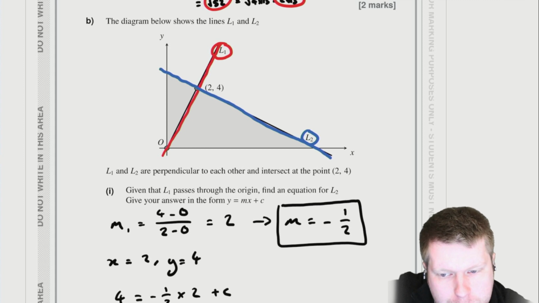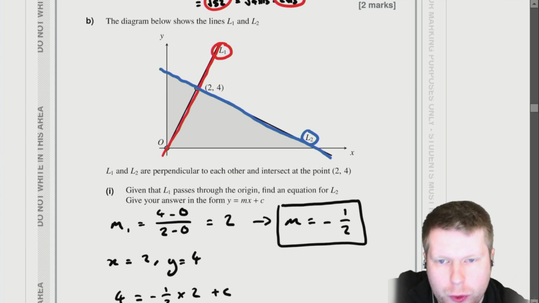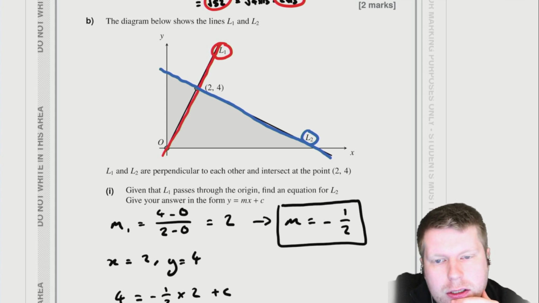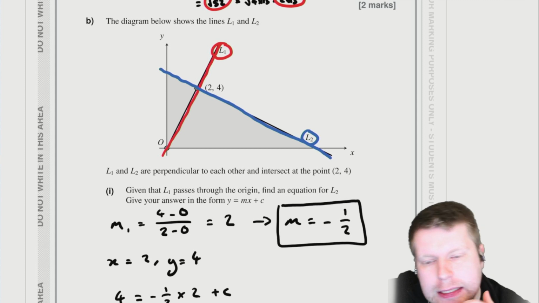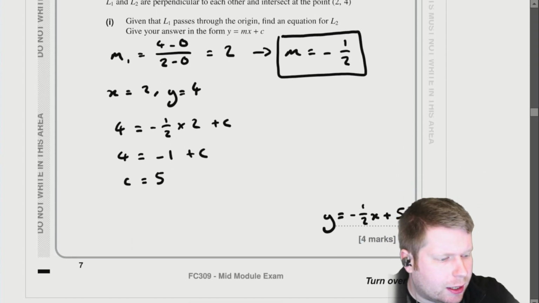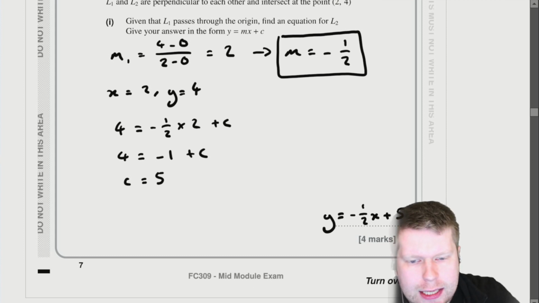If you think about it, you cannot find L2 unless you've been given L1 as well, because you cannot find the gradient of L2 unless you've also been given a line perpendicular to it and some more information about L1. Okay, so that's how to answer that question. Once you unlocked and realised the fact that L1 and L2 were perpendicular, you can find perpendicular gradients, and then as a result it's just a fairly standard find the equation of a line question.